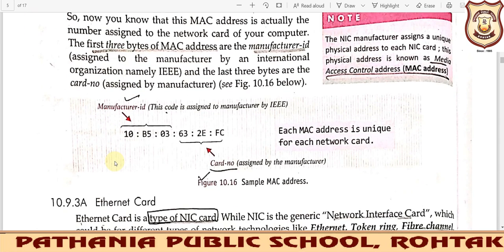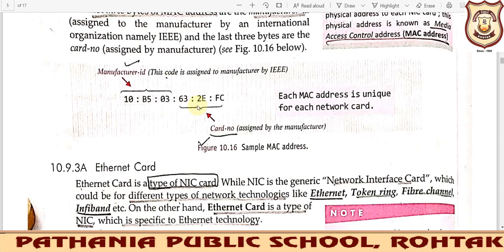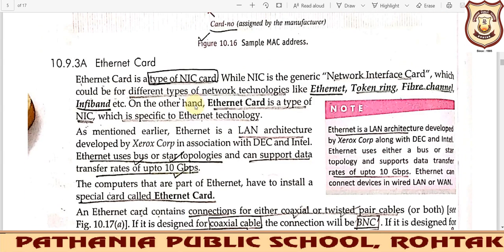I have told you that there are 6 bytes in your MAC address. The first 3 bytes are basically the manufacturer ID, and the remaining 3 bytes are the card number. This is the code for the card number, and that is actually unique. Fine, next is your Ethernet card.